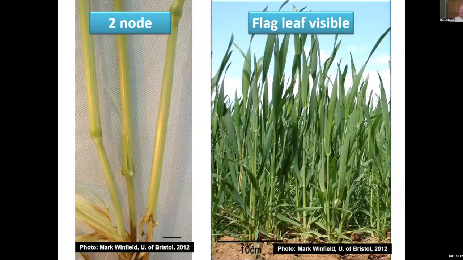But once you get to about the 5 or 6 leaf stage, it starts getting difficult to count the leaves. And so once the plant starts having this stem elongation, then it's a little bit easier to start counting the nodes. And that's why we start counting nodes instead of leaves. And so you eventually get to a stage which is just called the flag leaf visible stage. And the flag leaf, for those of you who don't know that term, is actually the last leaf.